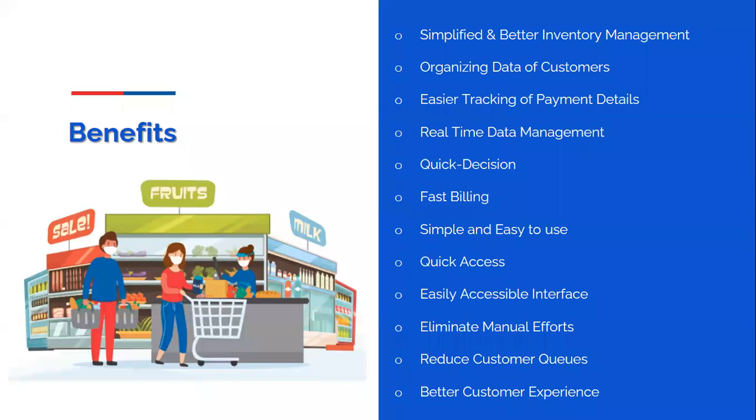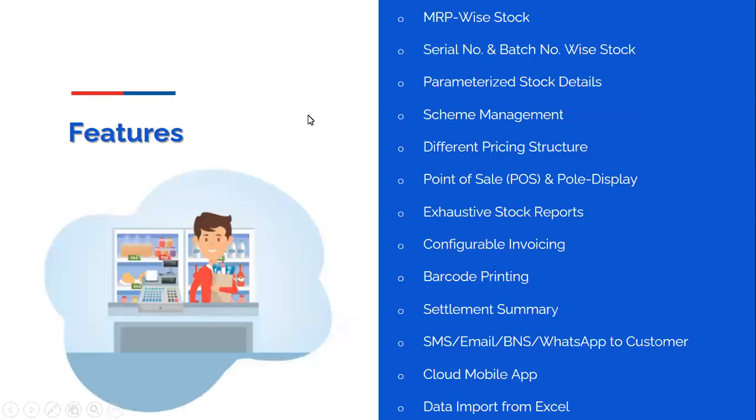Okay, let us move to the next slide. That slide is the feature slide. Now I will tell you some of the important features that Busy has. First feature is MRP wise stock management. In general, what happens is that for any product, the manufacturer will raise or increase the MRP price.